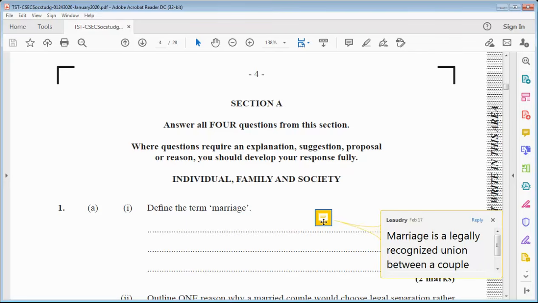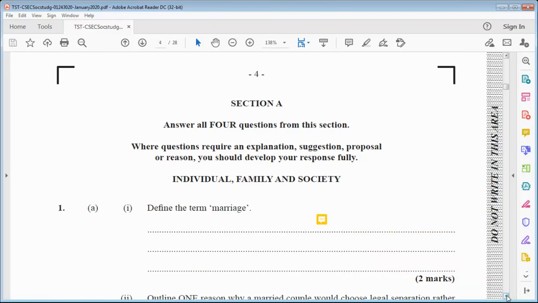What is marriage? Well, marriage is a legally recognized union between a couple. That is what marriage is. Some persons may say marriage is a legally recognized union between two persons or two adults. But the key word is to ensure that you have the words legally recognized in your answer. Those are some key terms that CSEC is looking for.